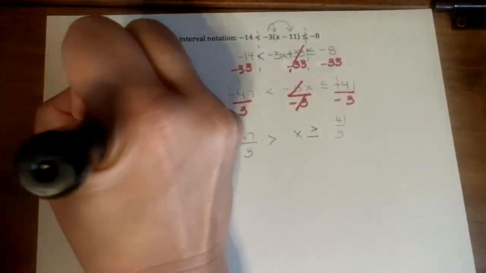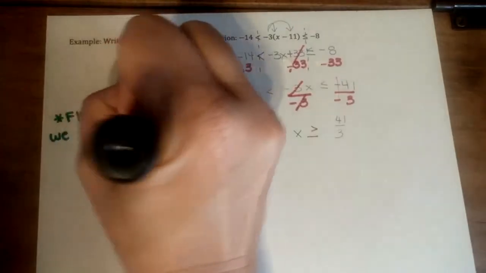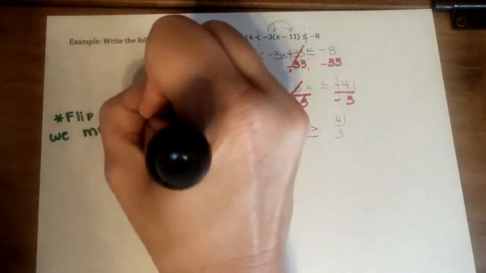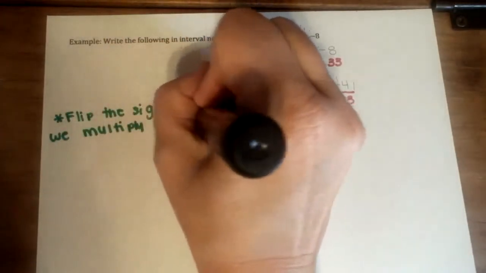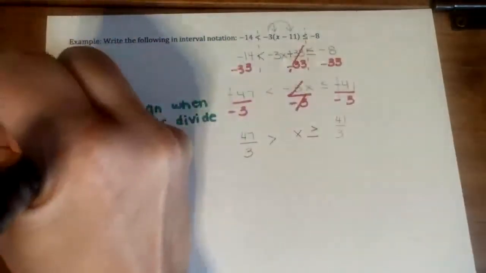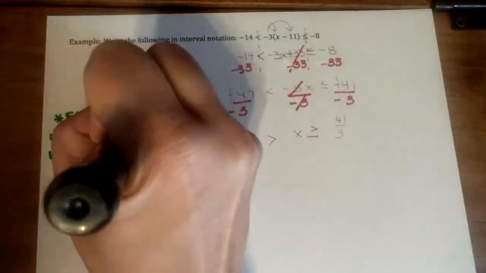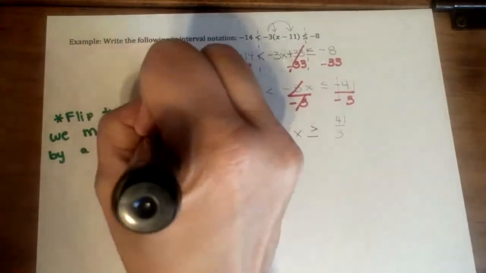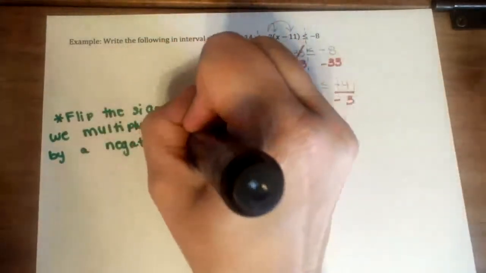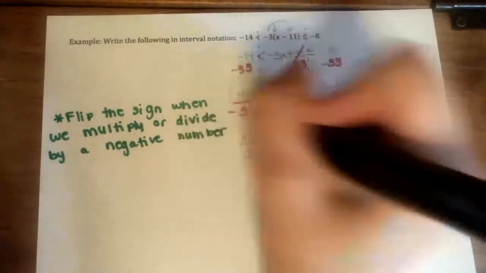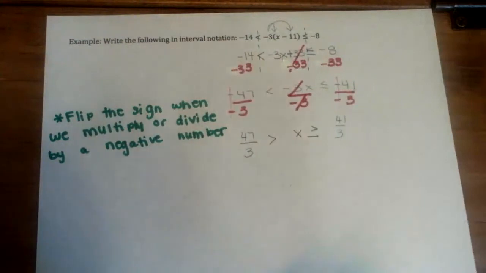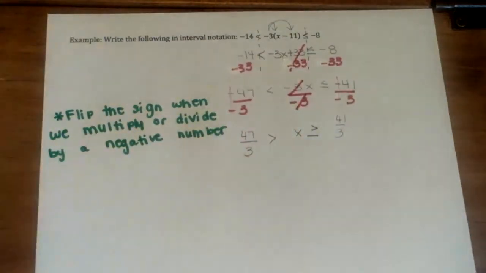When we multiply or divide by a negative number. So we divided by negative 3, so we had to flip the signs.